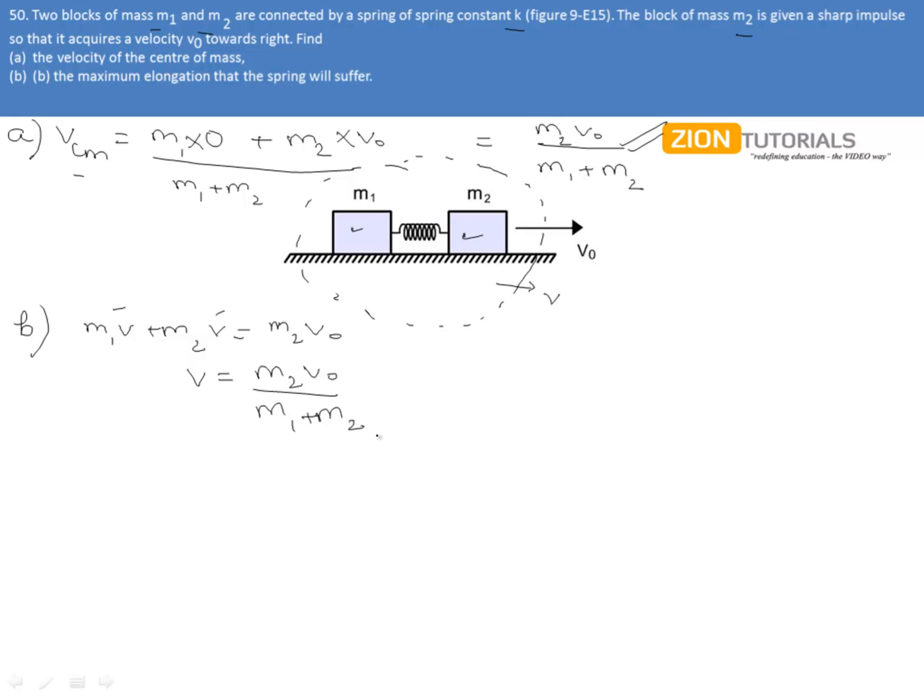So now let us do the energy conservation. We all know that initially when the impulse was applied, the second block has the velocity of v0. So initial energy is just the kinetic energy of the m2 block, and that is half m2 v0 square. And now we have the spring energy due to the maximum elongation, that is half k x square.